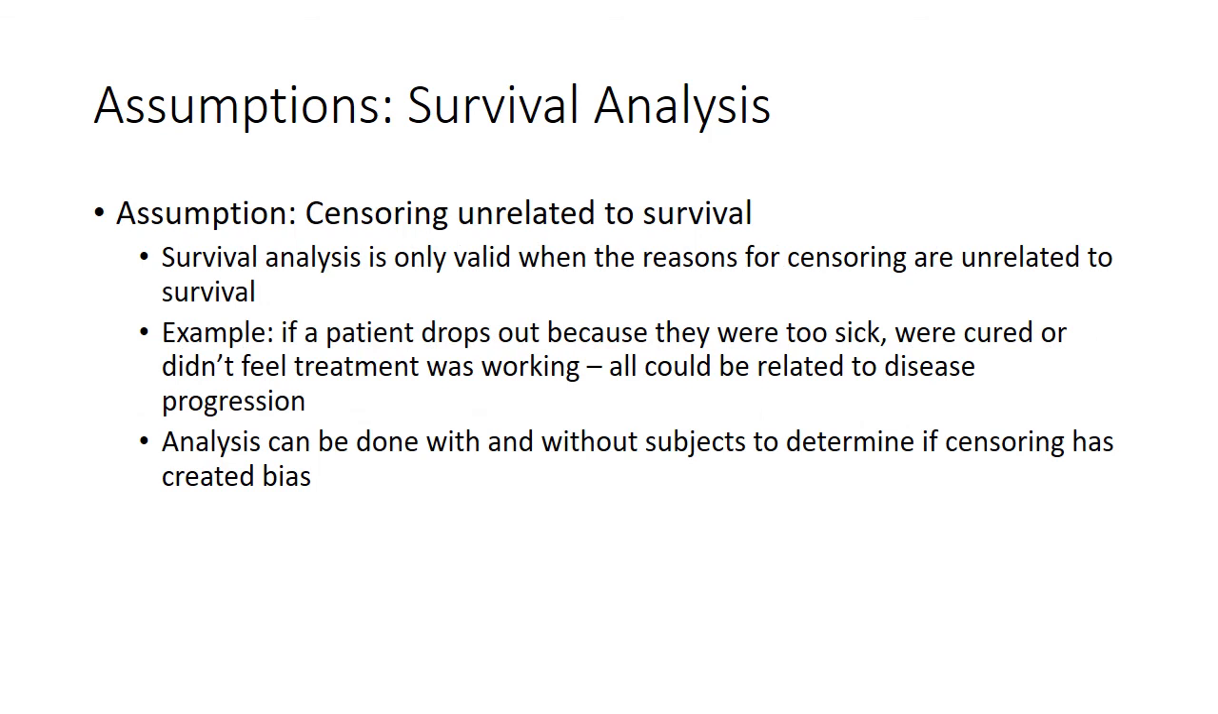Also, censoring unrelated to survival. So basically, survival analysis is only really valid when the reasons for censoring are unrelated to survival. So, for instance, if a patient drops out of the study because they're too sick, or say they cured their cancer, or they didn't feel like treatment was working, all that could be related back to disease progression. And so, because of that, they can bias your results one way versus the other.